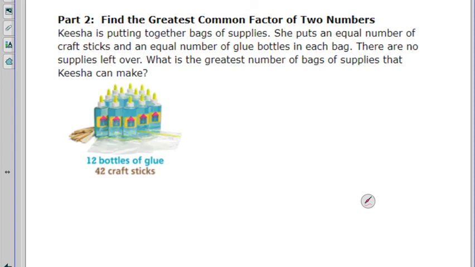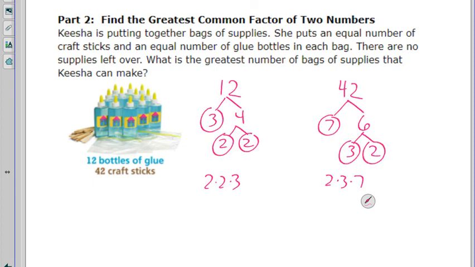All right, let's put this to use. Keisha's putting together bags of supplies. She wants an equal number of craft sticks and glue bottles in each bag. There are no supplies left over. What's the greatest number of bags that she can make? So she's not going to have the same number of glue bottles and craft sticks in one bag, but she's going to have an equal number of bags, and they're both going to have glue and craft sticks. So I need basically to be able to divide 12 by a number and 42 by the same number, and I want it to be the biggest number possible. So that's the greatest common factor.